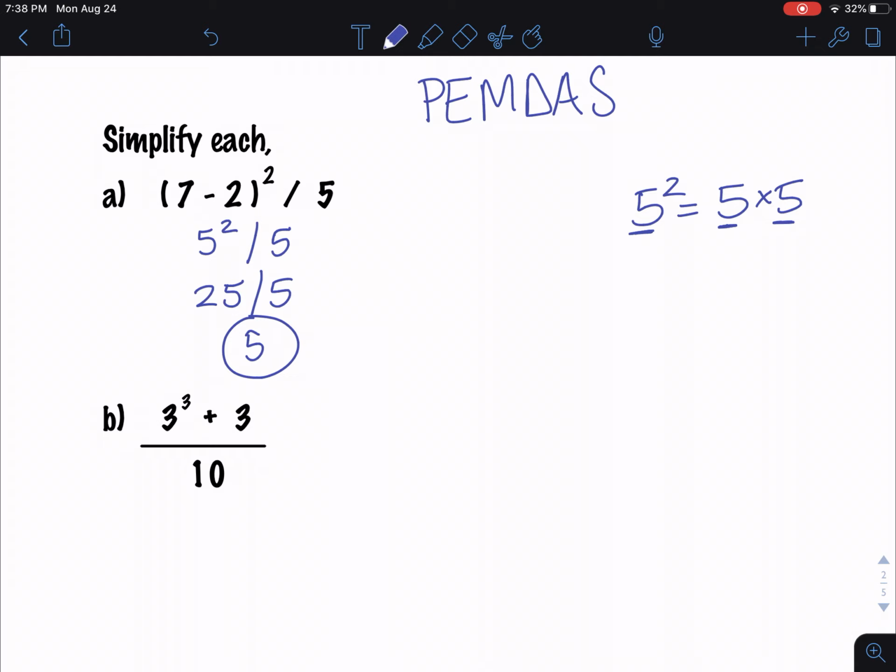In B, I do not have a set of parentheses, so I can skip that part of my order of operations. Exponents, my next step, there's a 3 cubed. 3 cubed is the same thing as 3 times 3 times 3. My base in this exponential piece is 3, so I'm taking it times itself 3 times because of this exponent, which results in a 27.